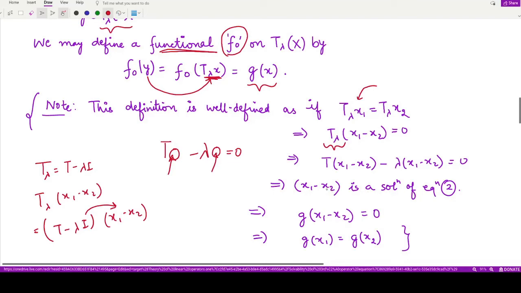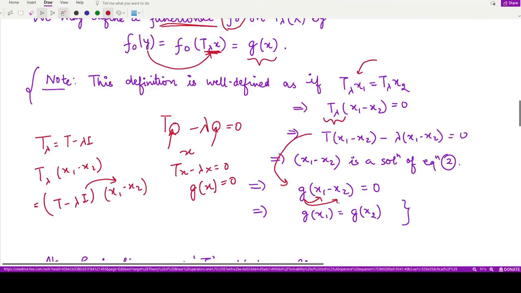If that is so, what is this? According to the definition here, this is g of x1 minus x2. So you have g of x1 minus x2 is equal to 0 also. Why? Because x1 minus x2 is a solution for equation 2, and if x is the solution here, Tx minus lambda x is equal to 0, by the assumption we are assuming g of x is equal to 0. So we have g of x1 minus x2 is equal to 0. So we can open up this thing. So we have g of x1 that is equal to g of x2.